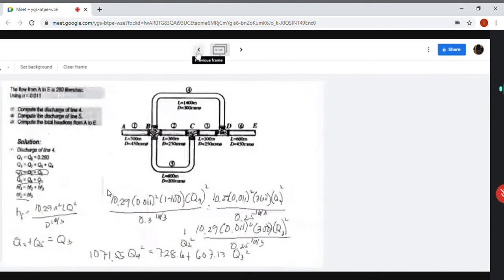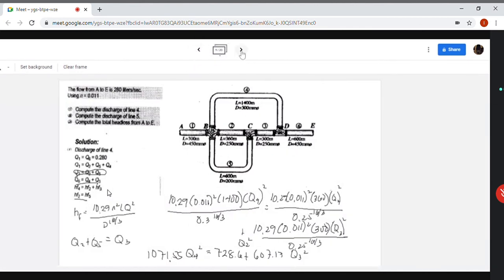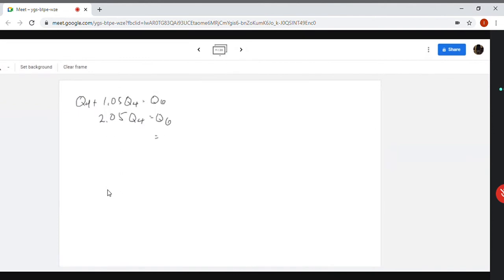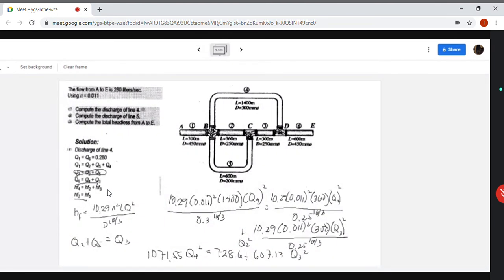The given value of Q6 is 280 liters per second, so this is 0.28. So 0.28 divided by 2.05 gives Q4 equal to 0.1366 meter cube per second, or 136.6 liters per second. So that is discharge 4. We are asked to determine the discharge at 5.